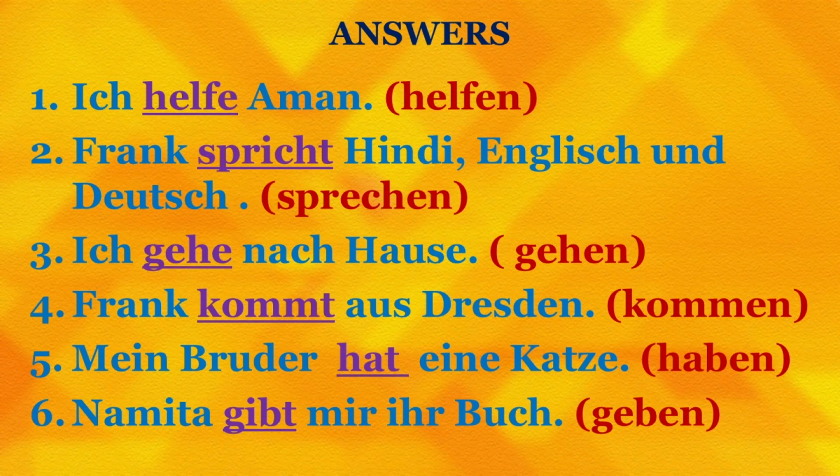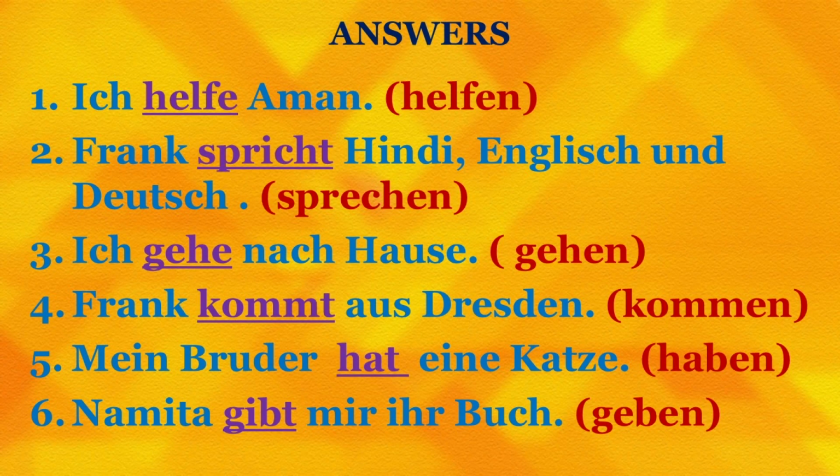Frank dash aus Dresden. The verb given here is kommen and we need to conjugate it according to the subject, that is again Frank here. So, it becomes Frank kommt aus Dresden. Frank comes from Dresden. Next sentence now. Mein Bruder dash eine Katze. The given verb here is haben. Dear learners, haben means to have. I have a book, I have a car, I have a motorcycle, I have 2 bags and so on.